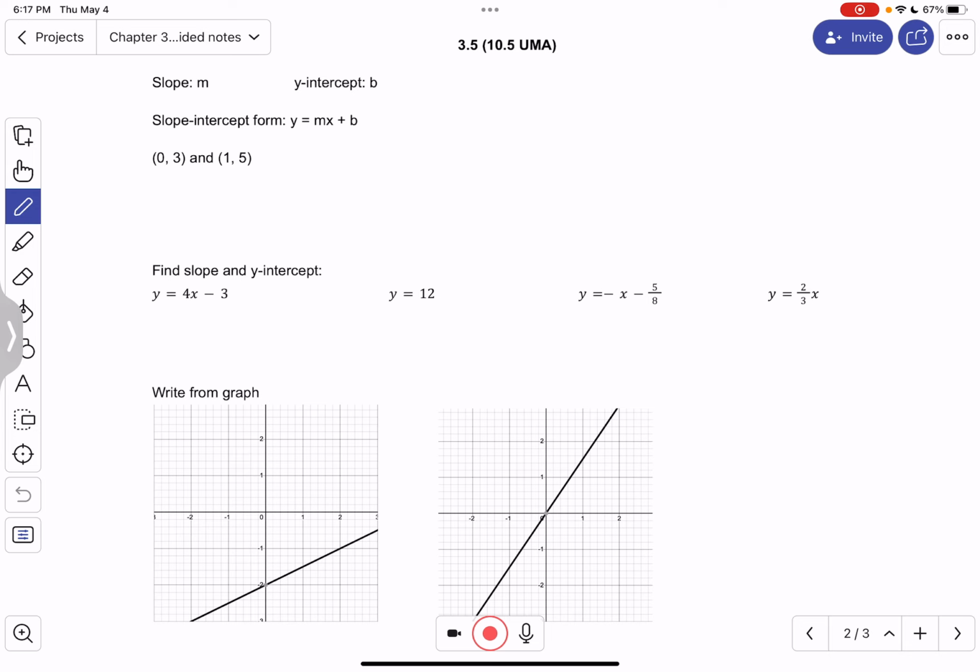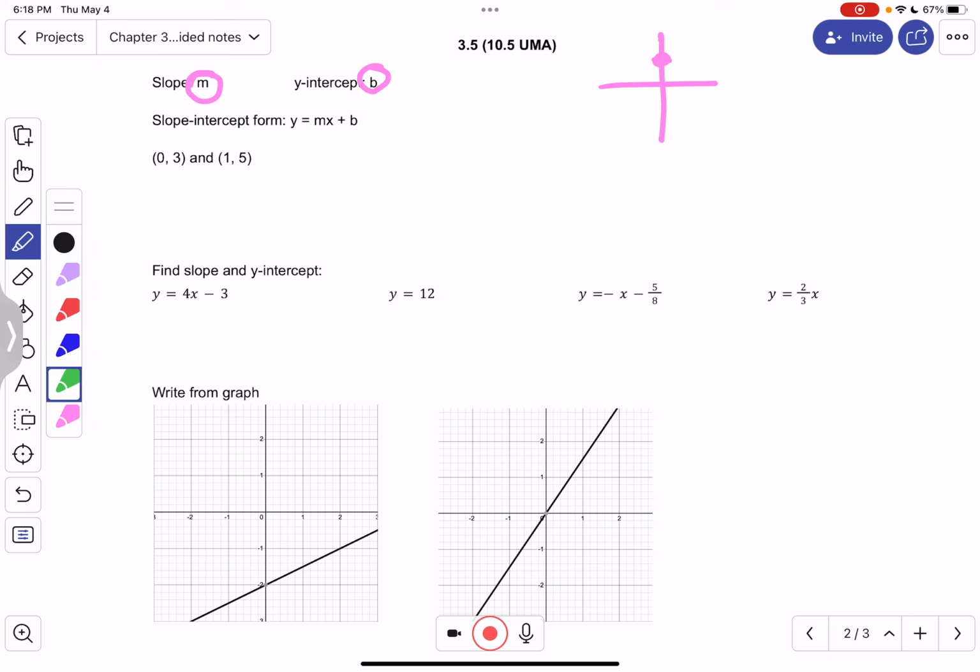Slope, as we talked about in 3.4, is your rise over run, or the steepness of a line. That's often referred to by the letter m. The y-intercept, as we've talked about, is where a graph crosses the y-axis. That point is the y-intercept. We refer to that as b. And the slope-intercept form of a linear equation is y equals mx plus b. So you leave the y and the x. m is your slope, b is your y-intercept.